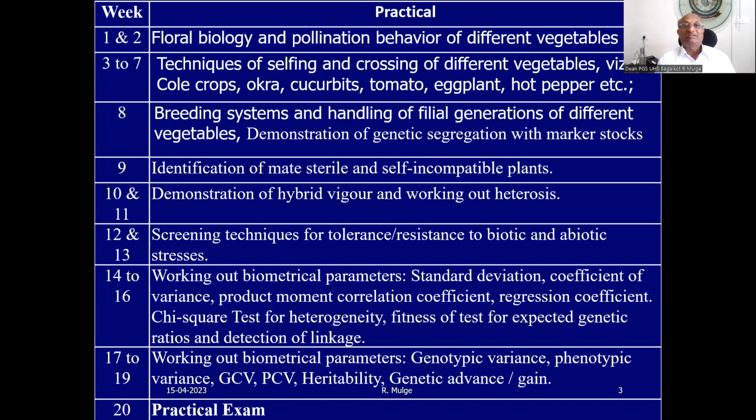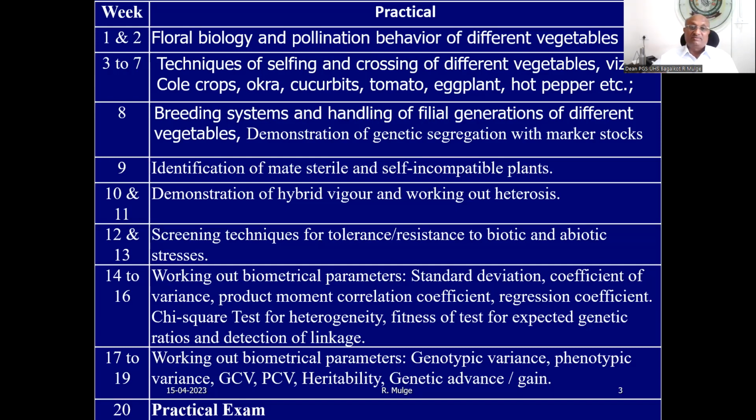In the 10th and 11th week, 12th and 13th week, screening techniques for tolerance and resistance to biotic and abiotic stresses. In the 14th to 16th week, you're going to learn working out biometrical parameters: standard deviation, coefficient of variation, product moment correlation coefficient, the regression coefficient, chi-square test for heterogeneity, goodness of fit test for expected genetic ratios, and detection of linkage. Then in the 17th to 19th week, working out biometrical parameters: genotypic variance, phenotypic variance, genotypic coefficient of variation, phenotypic coefficient of variation, heritability, and genetic advance or gain.